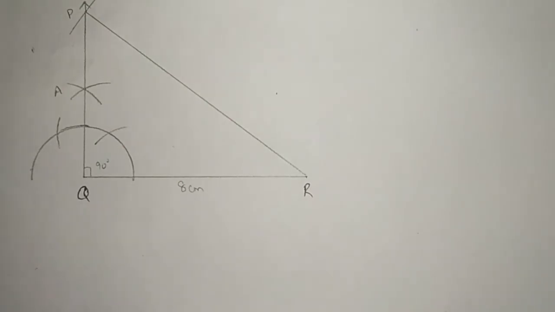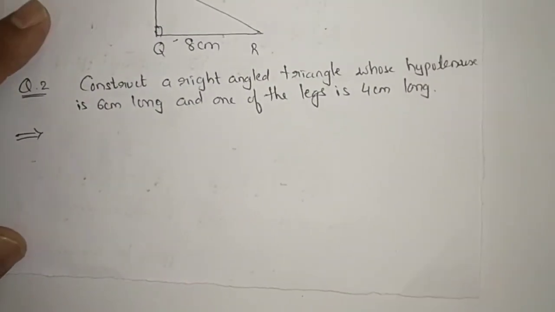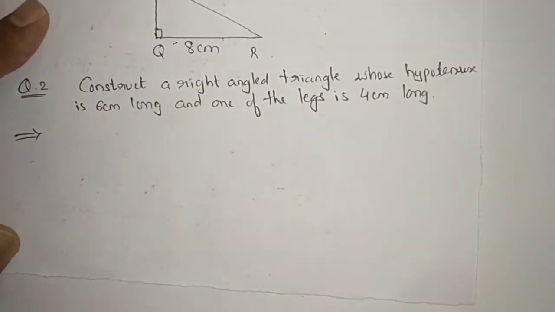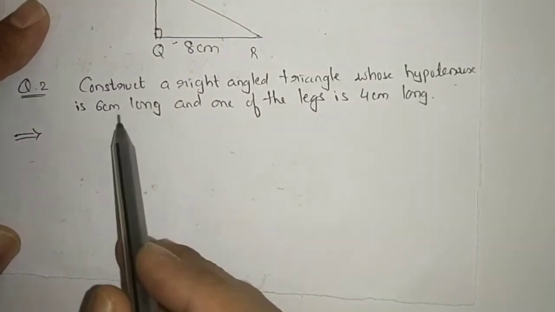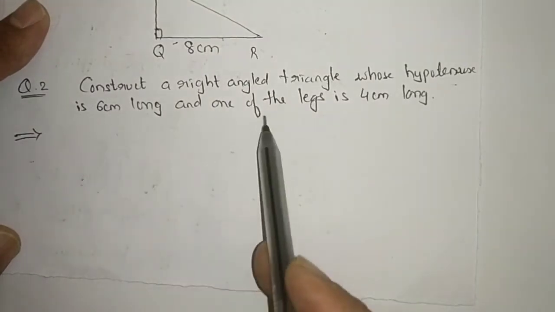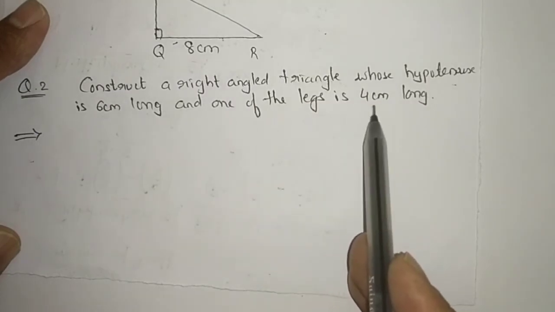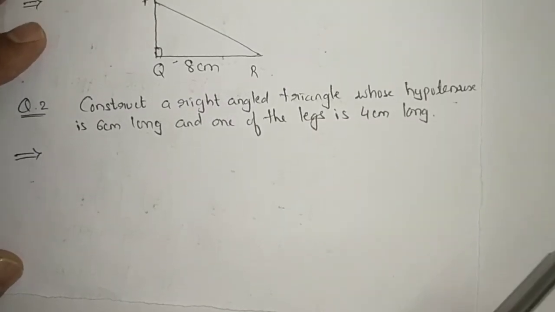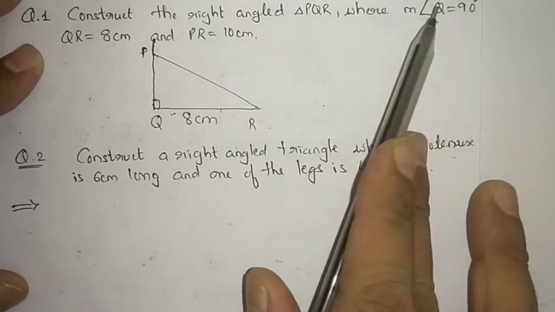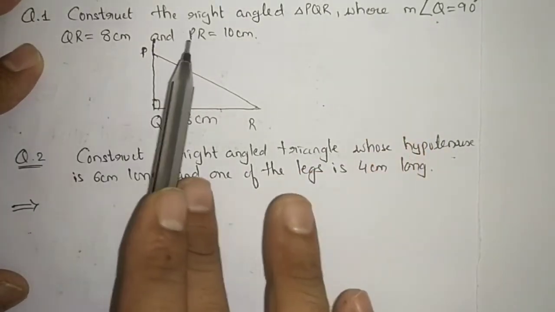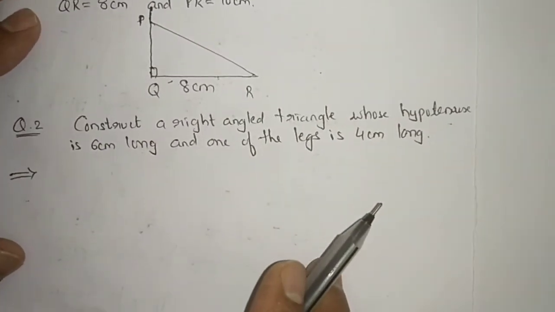Now moving to question number 2. Let me show you first. They are telling us to construct a right angle triangle whose hypotenuse is 6 centimeter and one of the legs is 4 centimeter. So if we compare to the first question, in first question they have given us the measures Q, QR, PR. Here they haven't told us.